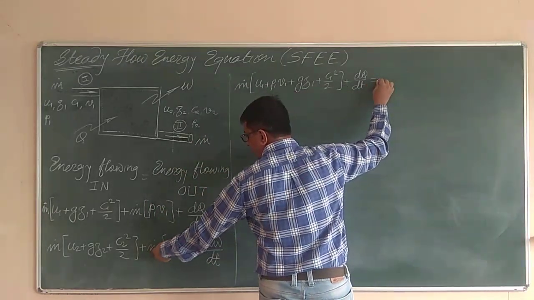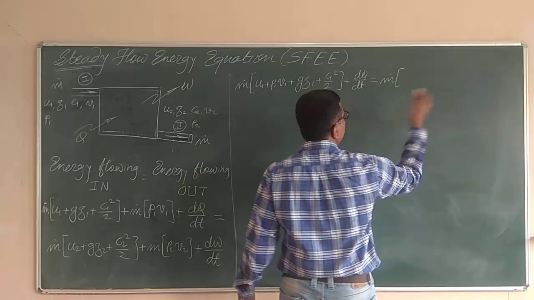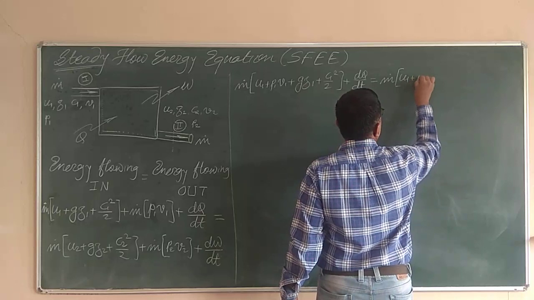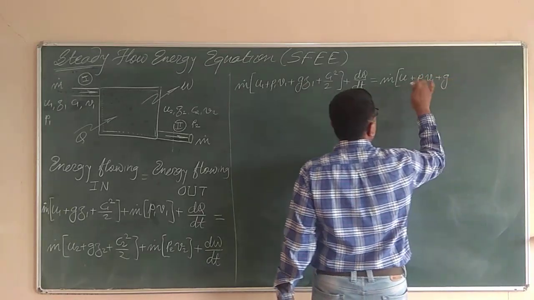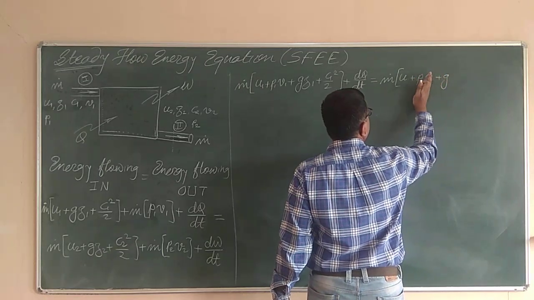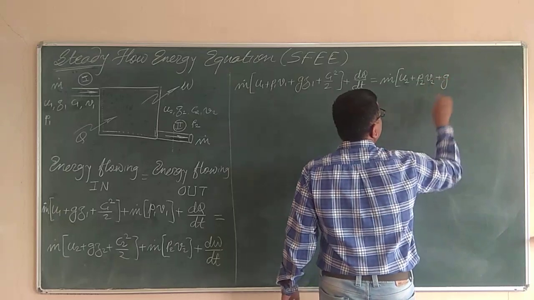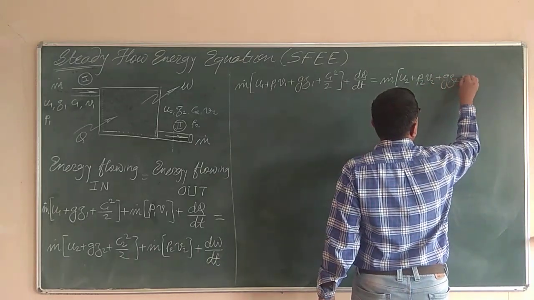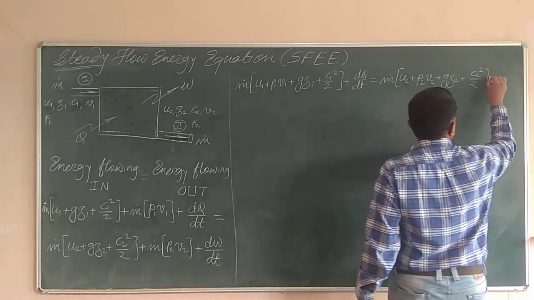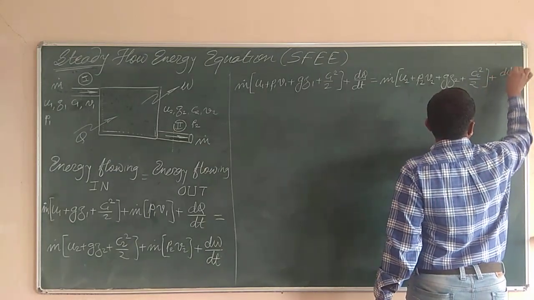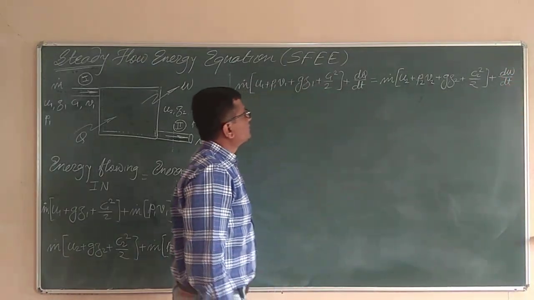Again, on the right hand side also I am going to take m dot as common, that is the mass flow rate of the fluid which is going out. This will be u2 plus P2 V2 plus g z2, sorry, it's not 1, it is 2, since we are taking these properties across section 2. So g z2 plus C2 square by 2, plus dW by dt, that is the rate of transfer of work out of the system.